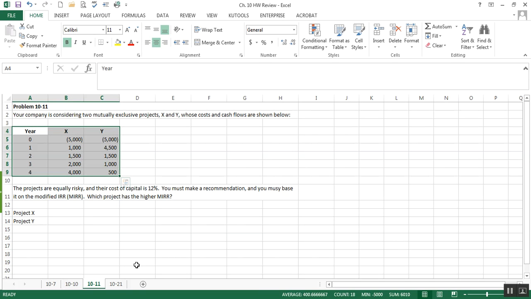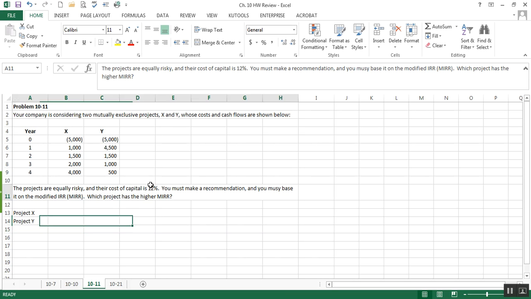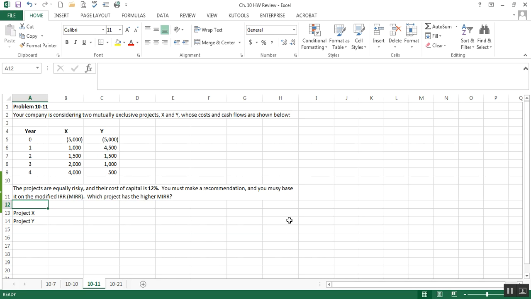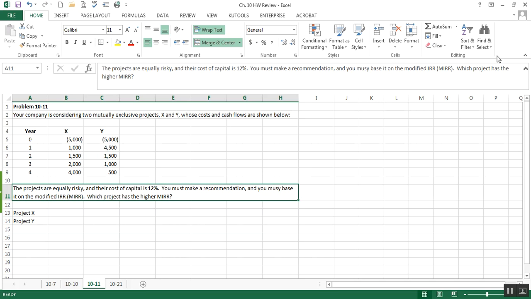Let's look at problem 10-11. Your company is considering two mutually exclusive projects, X and Y, whose costs and cash flows are shown below. The projects are equally risky and their cost of capital is 12%. You must make a recommendation and you must base it on the modified IRR. Which project has the highest MIRR?